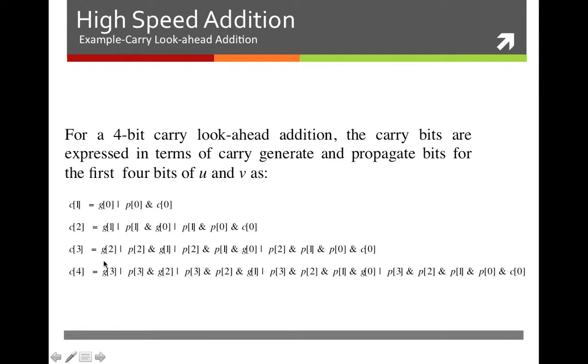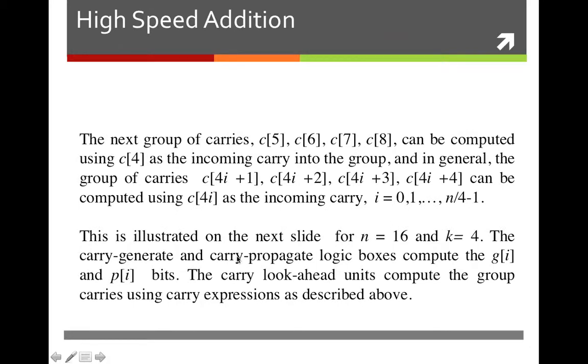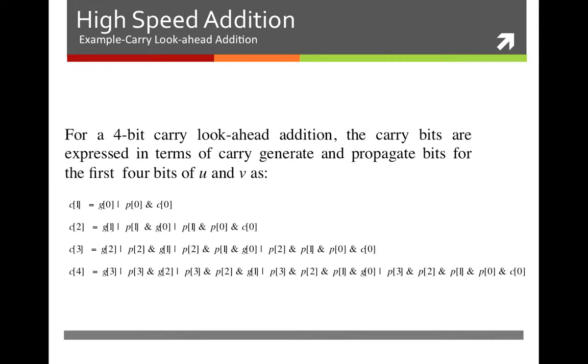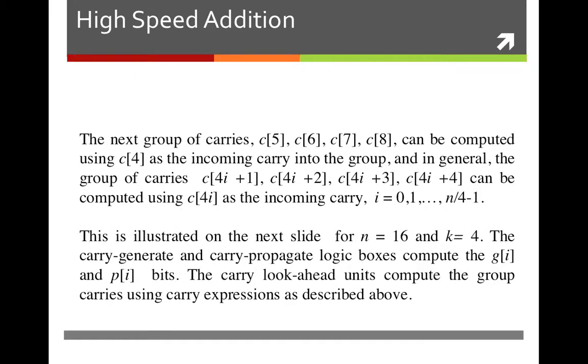Like in C3 you have G2 or P2 and G1, or P2 and P1 and G0, or P2, P1, P0 and C0. So that's the expression. It's like a bank of AND gates followed by an OR gate. All right, so that's what you really have. So you can actually use this sort of expression to create block carries.